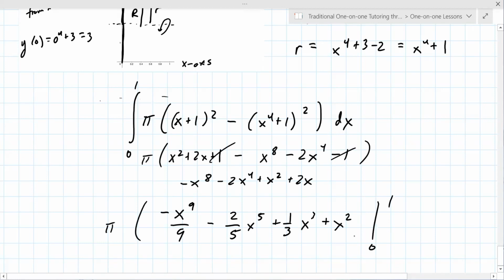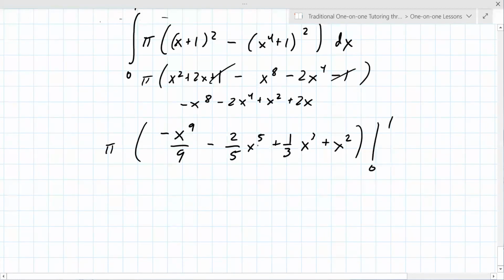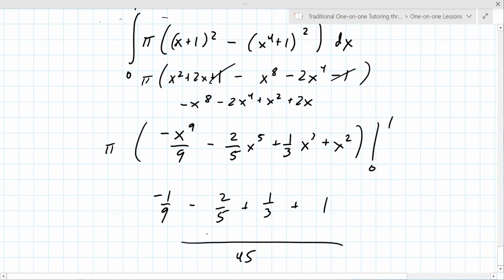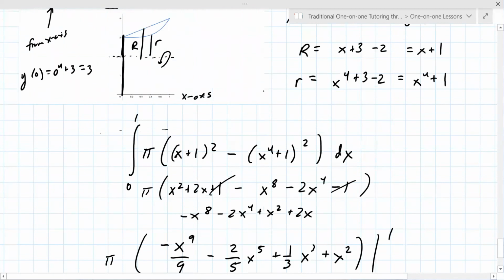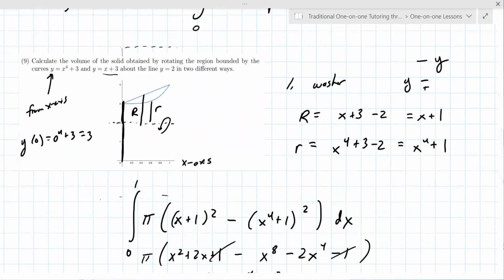Now, thank goodness at 0, these all cancel. So it's minus 1/9 minus 2/5 plus 1/3 plus 1. So your common denominator here looks like it's 45. So that's minus 5, minus 18, plus 15, plus 45. So you've got 60, take away 23, that's 37, so 37/45 pi. And then because we have to do it two different ways, the whole point of this exercise is that you should get the same result, because it shouldn't change whether you're doing this method or the other.